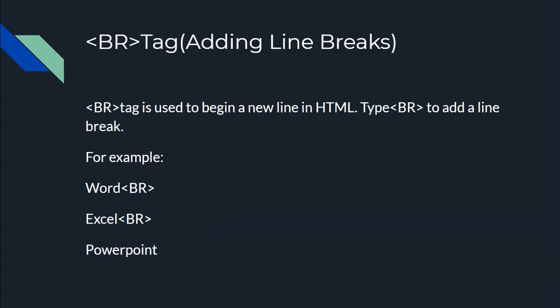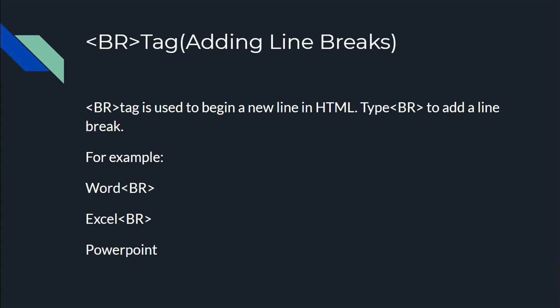Then let us go through another tag that is called the BR tag. What is the use of the BR tag? The BR tag is used for inserting line breaks. It acts as an enter key. For example, when you are working in MS Word and you press the enter key, what happens? The cursor shifts to the next line. In the same way here, whenever we put a BR tag, whatever is after the BR tag would be shifted to the next line.